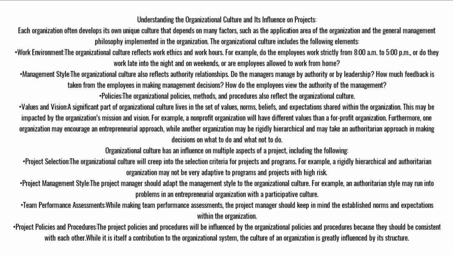Organizational culture has an influence on multiple aspects of a project, including the following. Project selection. The organizational culture will creep into the selection criteria for projects and programs. For example, a rigidly hierarchical and authoritarian organization may not be very adaptive to programs and projects with high risk. Project management style. The project manager should adapt the management style to the organizational culture. For example, an authoritarian style may run into problems in an entrepreneurial organization with a participative culture.